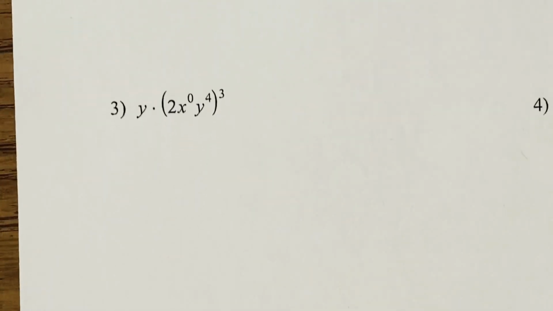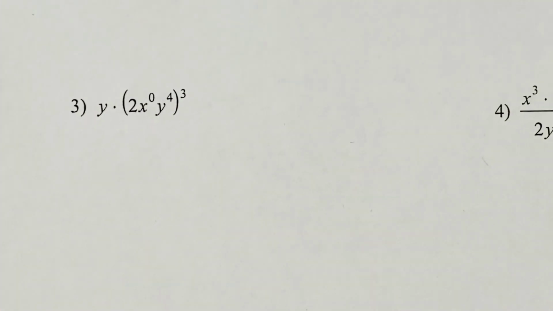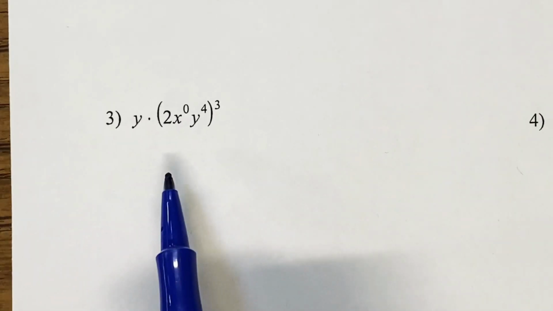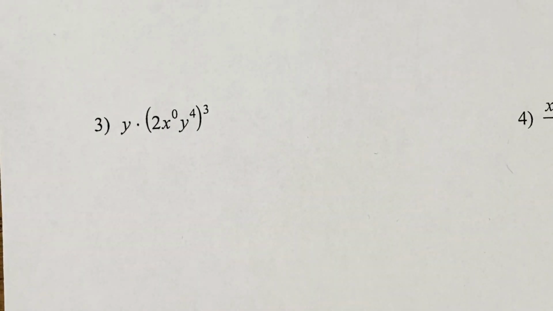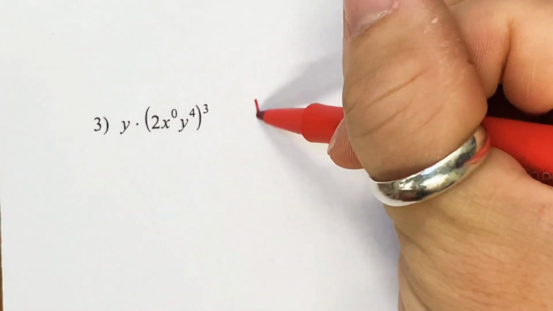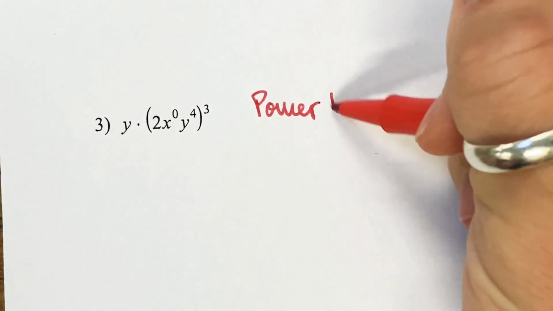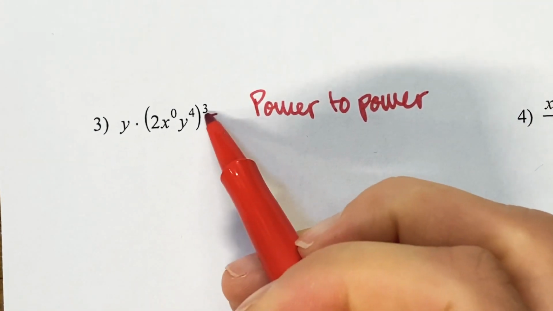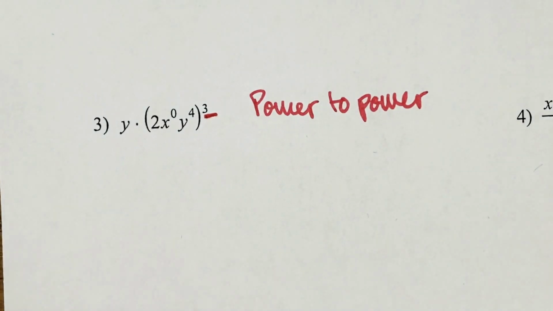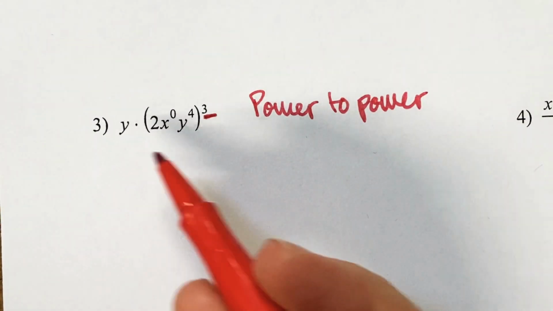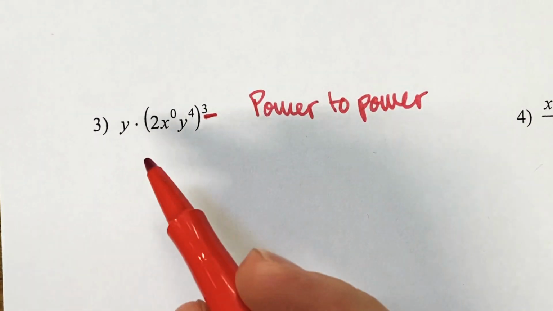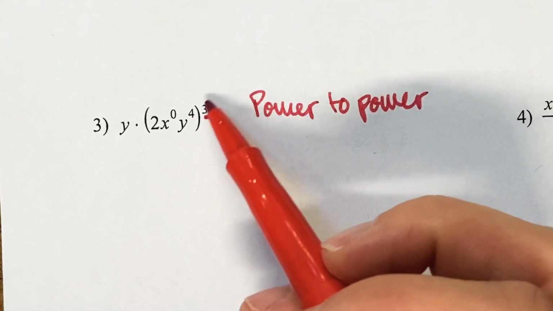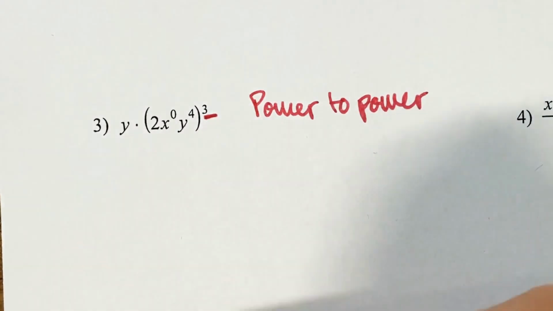Perfect. Okay, let's go to number 3. So in number 3, I see that I have some parentheses, okay? Whenever you see these parentheses, you know you might have to be doing power to power if you see that it has an exponent on the outside. If there's no exponent, that simply means they're trying to trick you and you don't even need those parentheses. But if you have parentheses, then it's all to a power. That's our power to power rule.